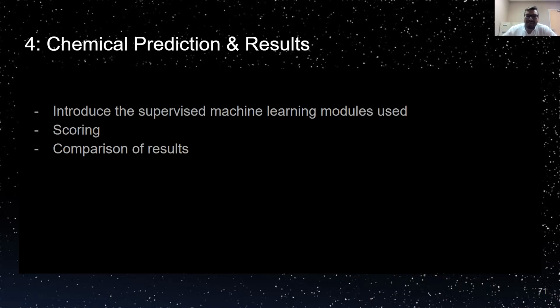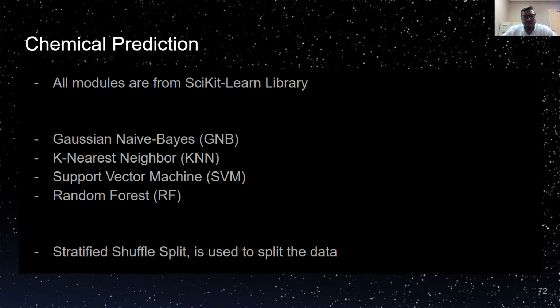For this next section, I'm going to introduce the supervised machine learning modules that we use, scoring, and then a comparison of our results. So all modules discussed here, including stratified shuffle split, are from the scikit-learn library. I may also refer to it as sklearn. But we have the Gaussian naive Bayes, k-nearest neighbor, support vector machine, and random forest. These are all supervised machine learning modules where we use a train and test split.